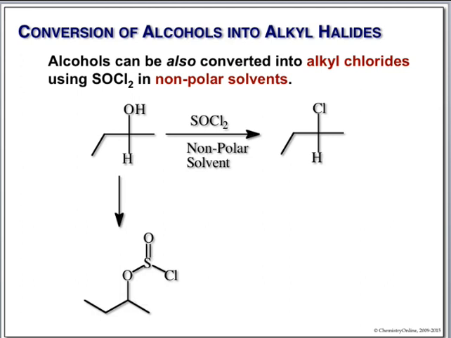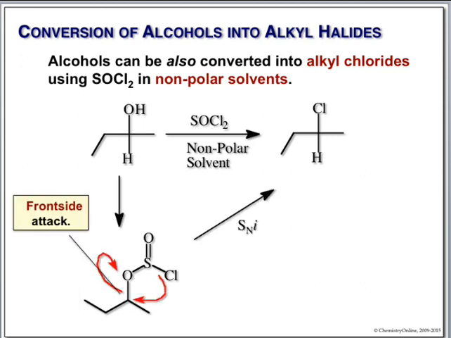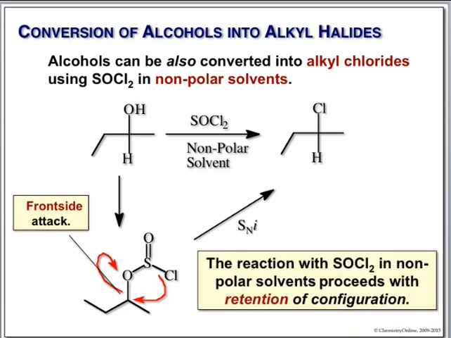Step one, same sort of thing, we're going to displace it, form the compound here. But in our second step, the SN2 reaction does not occur. Instead, we get what's called an SNi reaction. That is, the chlorine that's attached to the sulfur just slides down as this slides up. Now this is essentially front side displacement. And because it's a front side displacement, this goes with retention of configuration.